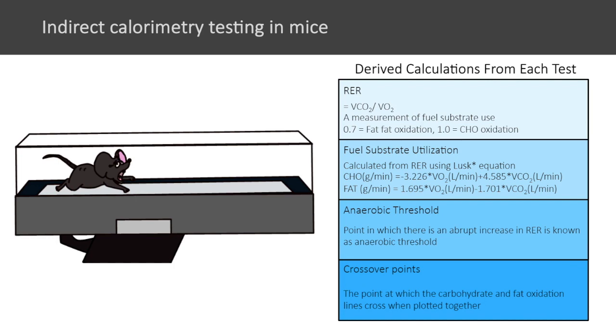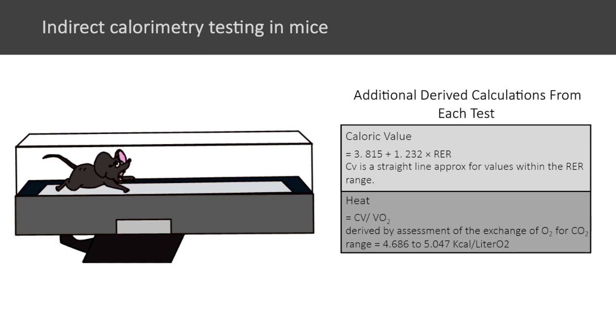As you can see, these things build on one another. By calculating RER, we can figure out fuel substrate utilization. By plotting RER, we can also figure out anaerobic threshold, the point at which there's an abrupt increase in respiratory exchange ratio, indicative of a shift into anaerobic metabolism. And then these crossover points from fat oxidation into carbohydrate oxidation. That's just because by nature of any graded maximal exercise test, something that starts aerobic becomes anaerobic over time.